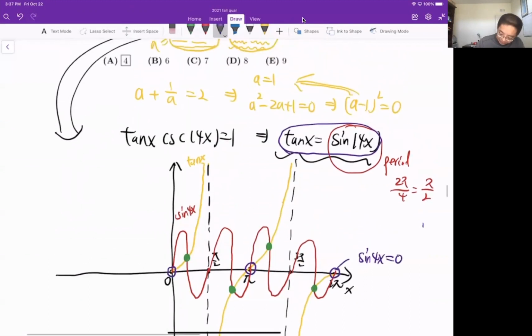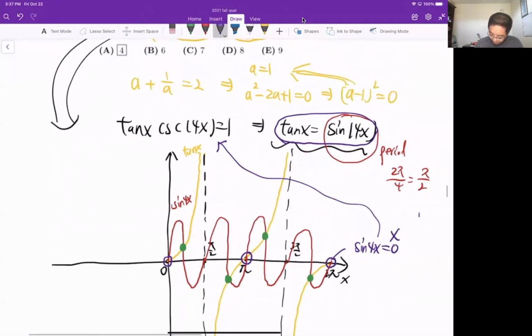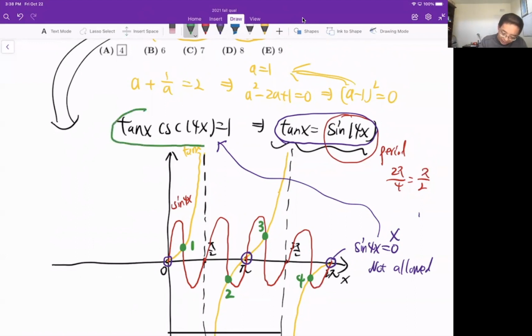However, if you look at cosecant x, this is not well defined, right? Cosecant 4x is 1 over sine 4x, so we do not allow it. So those are not allowed, and we have to exclude those. Okay, so the remaining are 1, 2, 3, and 4. So we have 4 valid values of x that fulfill the requirement tangent x times cosecant 4x equals 1. Therefore, the answer is 4.